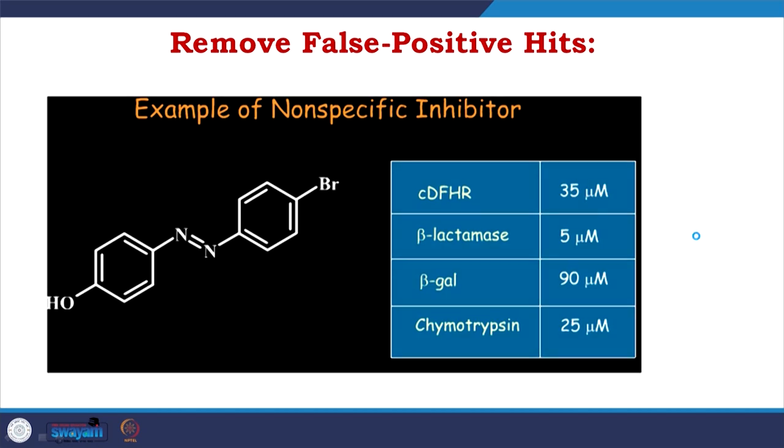Also, we do not include inhibitors which show non-specific binding to many targets. Like this inhibitor, it binds to DHFR, beta lactamase, beta galactosidase and chymotrypsin. So, it binds to different proteins, different active sites. We consider these non-specific inhibitors.